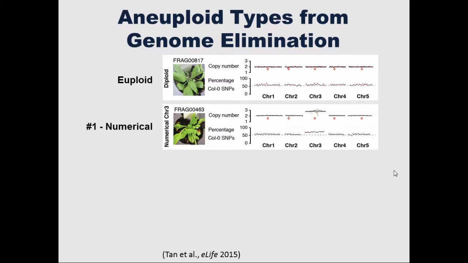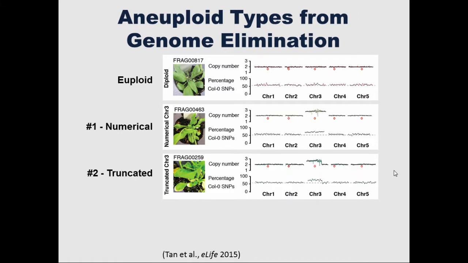So the biggest class of aneuploids that came out of this obviously were the primary trisomics, shown here for chromosome 3. And you can see the shift of dosage from 2 to 3 copies, and we also see the corresponding change of Columbia DNA that goes from 50% to 66%.